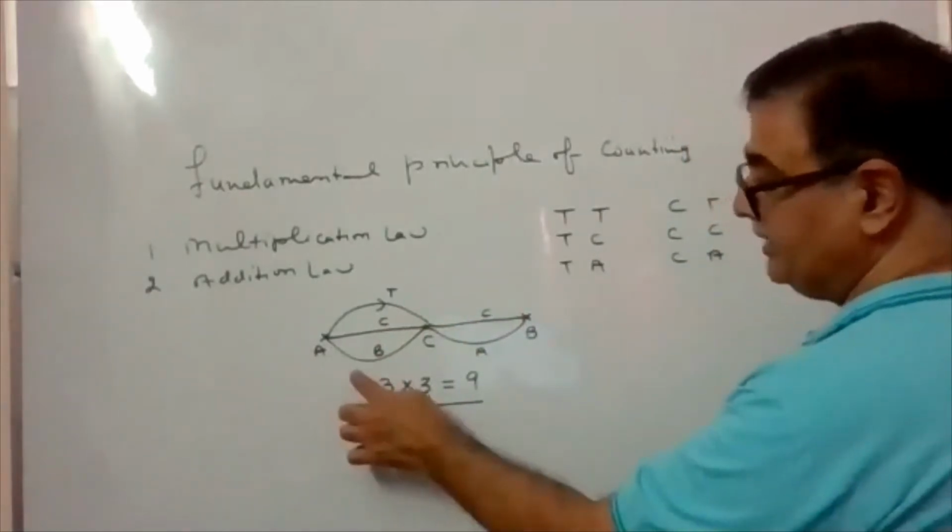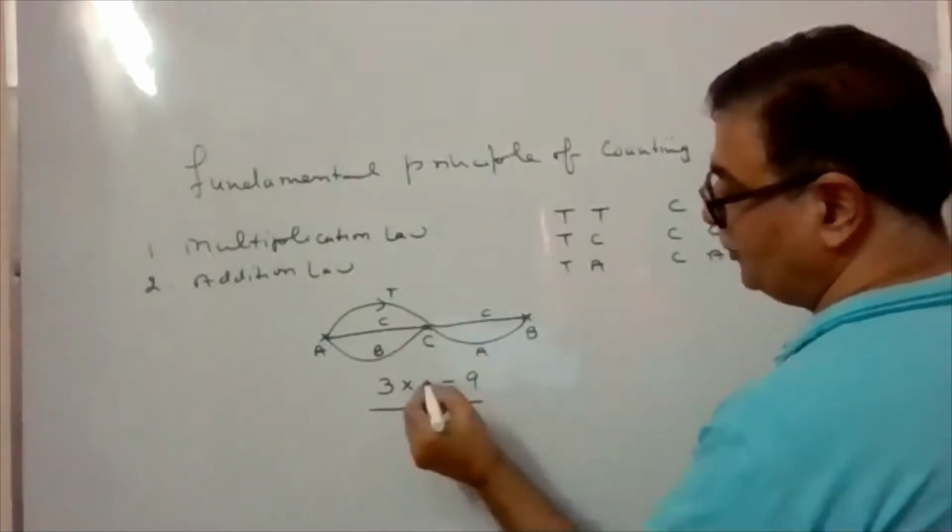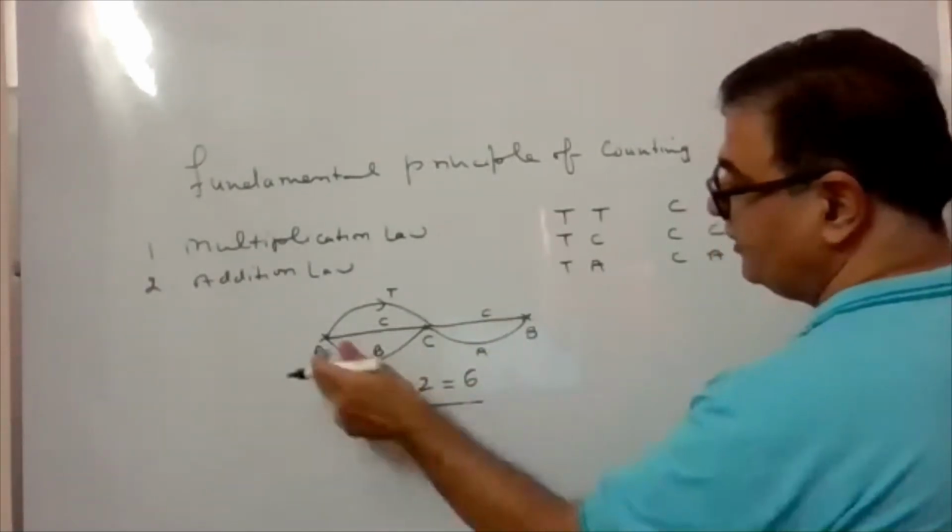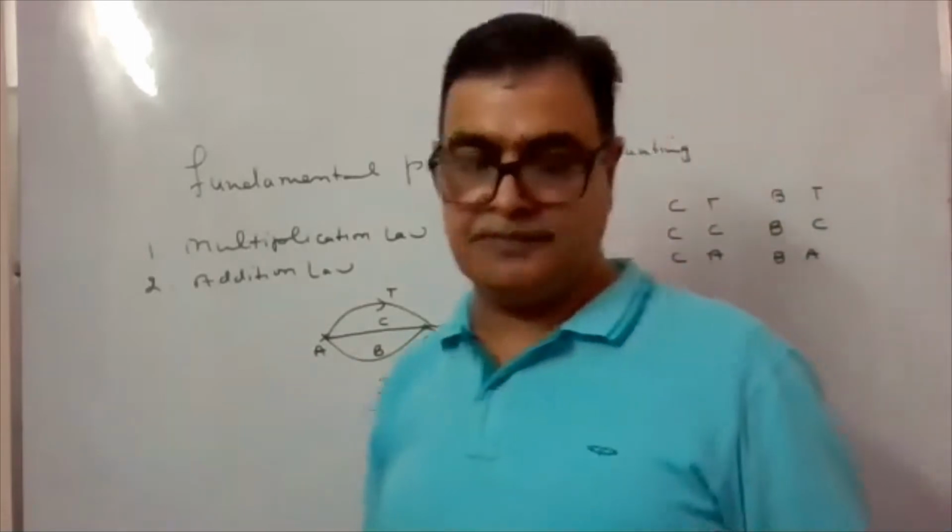Then it will be 3 ways, 3 into 2, which is 6. So it comes out to be 3 into 2, 6 ways. So you can reach from A to C by 6 ways.